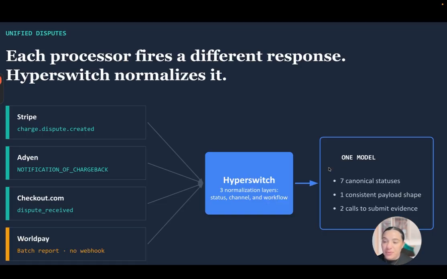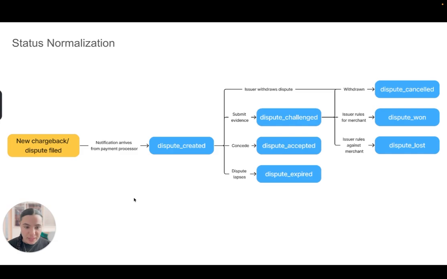Let's go through each one. How does Hyperswitch unify dispute states across Stripe, Adyen, and Worldpay? That's status normalization. Every processor has its own vocabulary for the same dispute event. Hyperswitch maps all of them into 7 canonical statuses, which is the dispute status object. Let's look at the state machine.